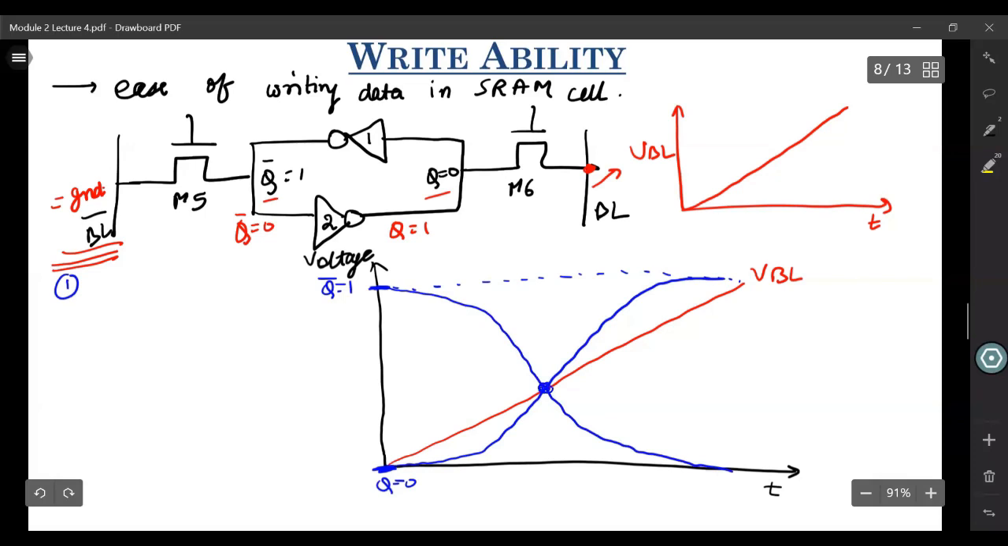So this voltage is of utmost importance to us. Why? Because at this point, we have VQ equals VQ bar, right? And what would that value be? That would be equal to VM, the switching threshold of these inverters. Why is this important? Because if we somehow reach this condition, VQ equals VQ bar equals VM, we are sure that the bit content will flip.